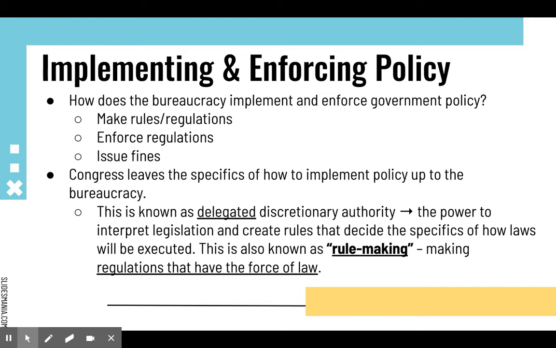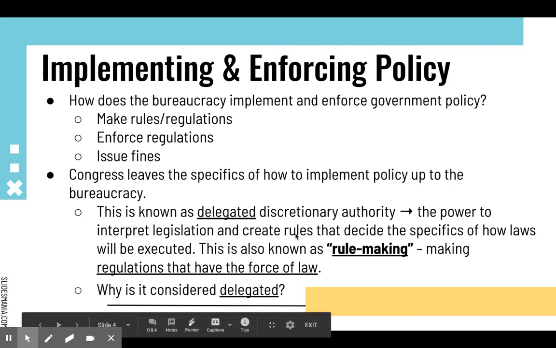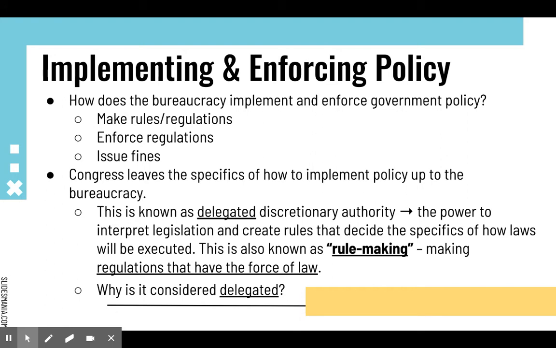Laws are, as we will see, sometimes not very specific. So Congress leaves this power to interpret the legislation and create rules up to the bureaucracy. And this is also known as rulemaking, essentially making regulations that have the force of law. Now, why it's considered delegated is because Congress knows that it doesn't have the time or the experts, as we'll see in a second, to actually do what the bureaucracy does and make these regulations. So Congress actually transfers this authority to these agencies.